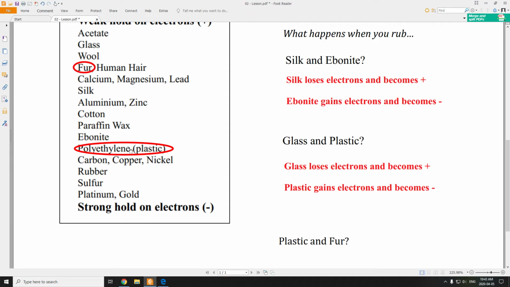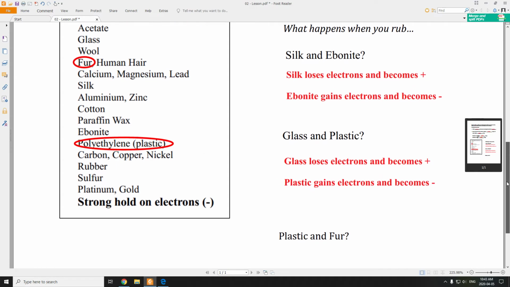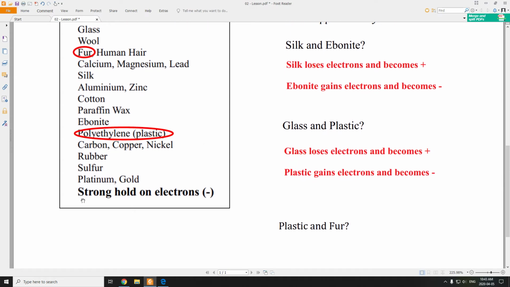Okay, let's see here. Out of the two, plastic is closer to the bottom. So plastic is going to have a strong hold. It's going to grab the electrons. It will get extra electrons. So it must be negative. So plastic gains electrons and becomes negative. Fur is closer to the top. Closer to the top means a weak hold. It loses electrons. Fur will lose the electrons and become positive.